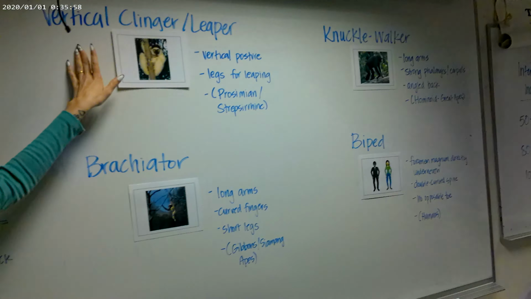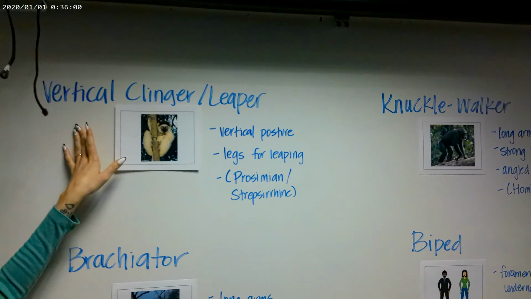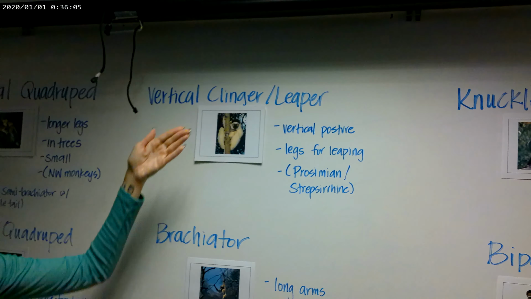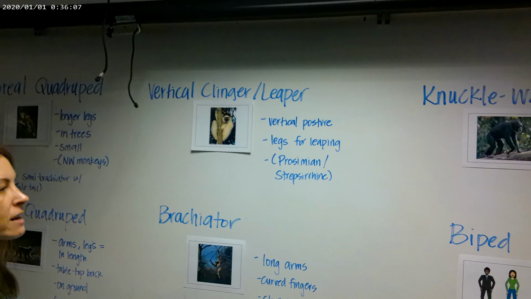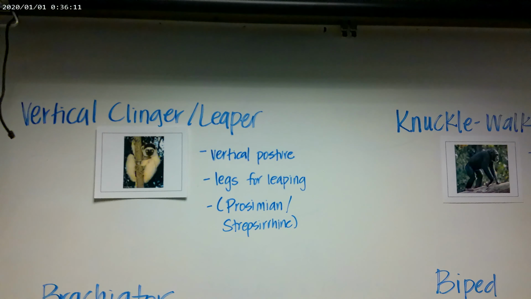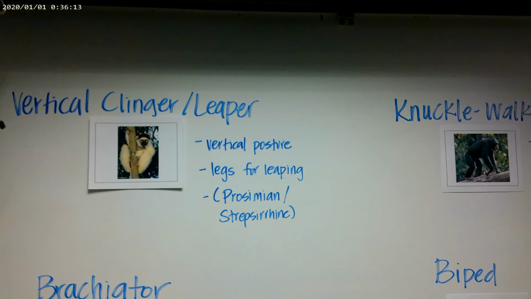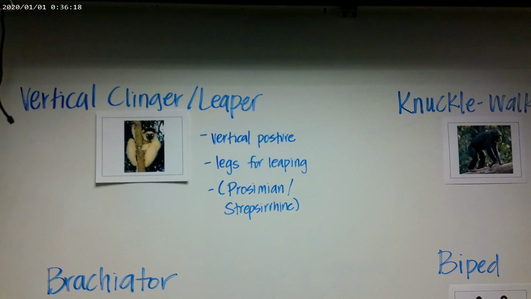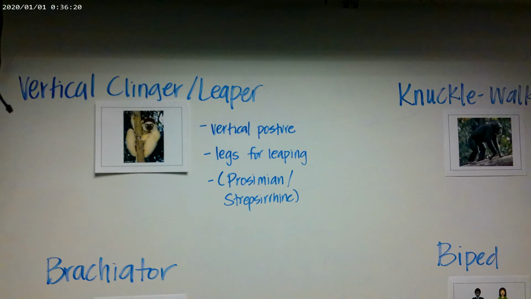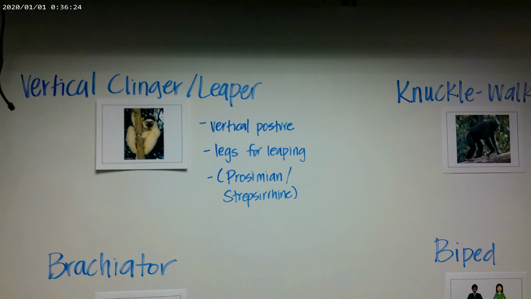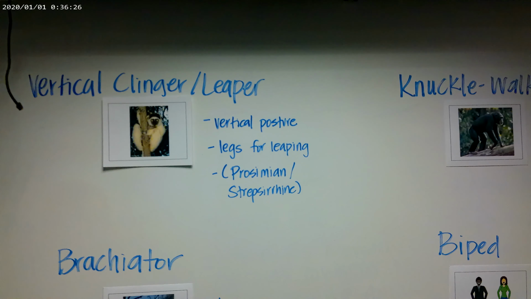Third group we have is a vertical clinger and leaper, or VCL. You're going to see a vertical posture. They're upright, holding onto a branch, kind of like they're sliding down a pole. They do have very long legs for leaping, because what they're going to do, they're going to grab onto that tree branch, push off, and in midair they're going to twist and grab onto another tree branch. This is a unique primitive feature of our prosimian strepsirrhines.